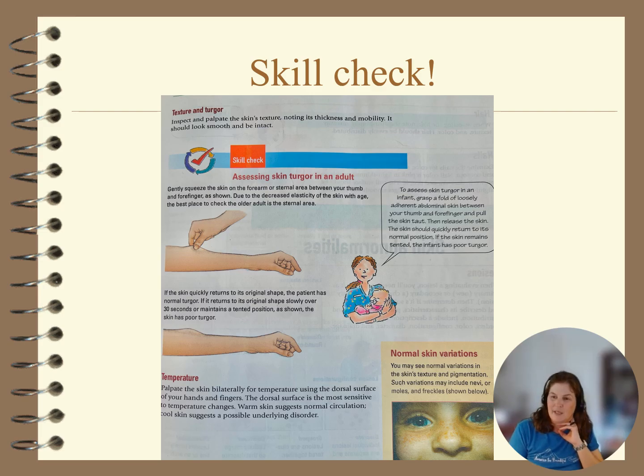Inspect and palpate skin texture, noting thickness and mobility. You want to look at all the different areas. So squeeze the skin. You can do the forearm. You can do the back of the hand. With older individuals, there is decreased elasticity in the skin, so it's best to check in the sternal area. You're going to have a hard time doing that with some individuals, so try the forearm first. Use the dorsum surface of your hand to check for skin temperature.